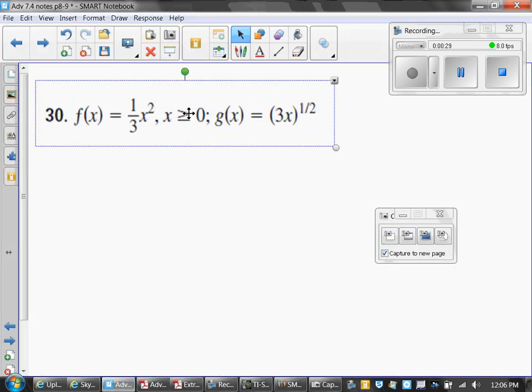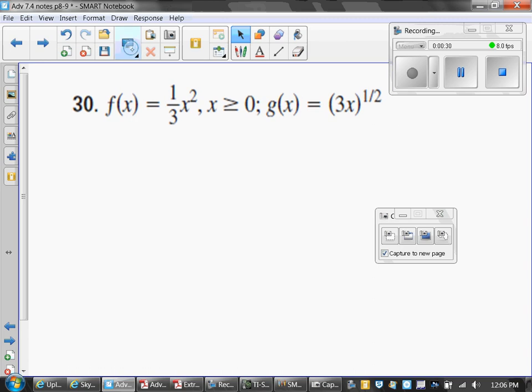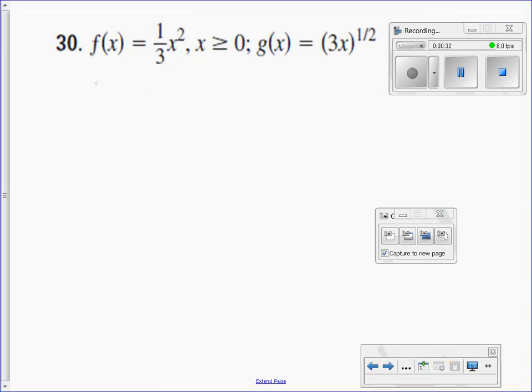To verify that these are inverses of one another, what we have to be able to do is take f of g of x and g of f of x. And if you simplify that out, you should both get the same answer. What should that answer be? It should just be x. So we check what is f of g of x and what is g of f of x.